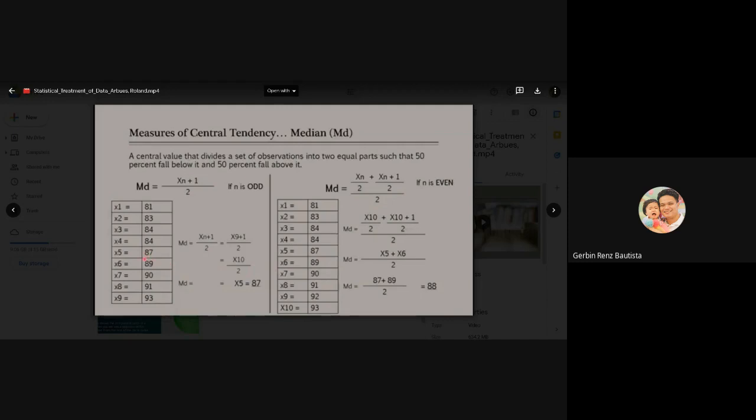The table on the right shows an even number of population. Therefore, the second formula needs to be used. It's X(10/2) plus X(10+1)/2, coming up with X5 plus X6 all divided by 2, or the grades of X5, which is 87, and X6, which is 89, divided by 2 to come up with the median of 88.